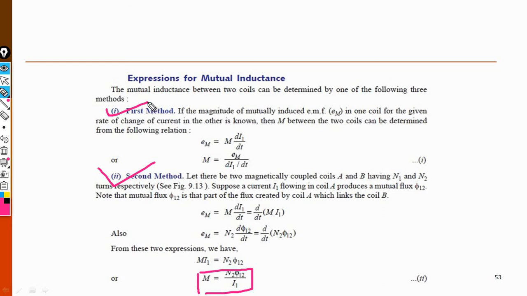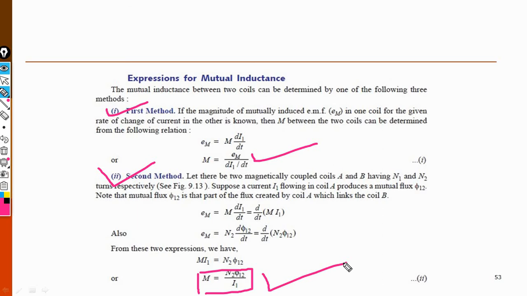Induced EMF will be generated in coil A and coil B, but the mutual inductance is present in coil B. Now this is the first formula of the mutual inductance, that is M is equal to EM upon dI1 by dt, and then M is equal to N2 phi 1 2 upon I1. This is the mutual inductance of the second method.